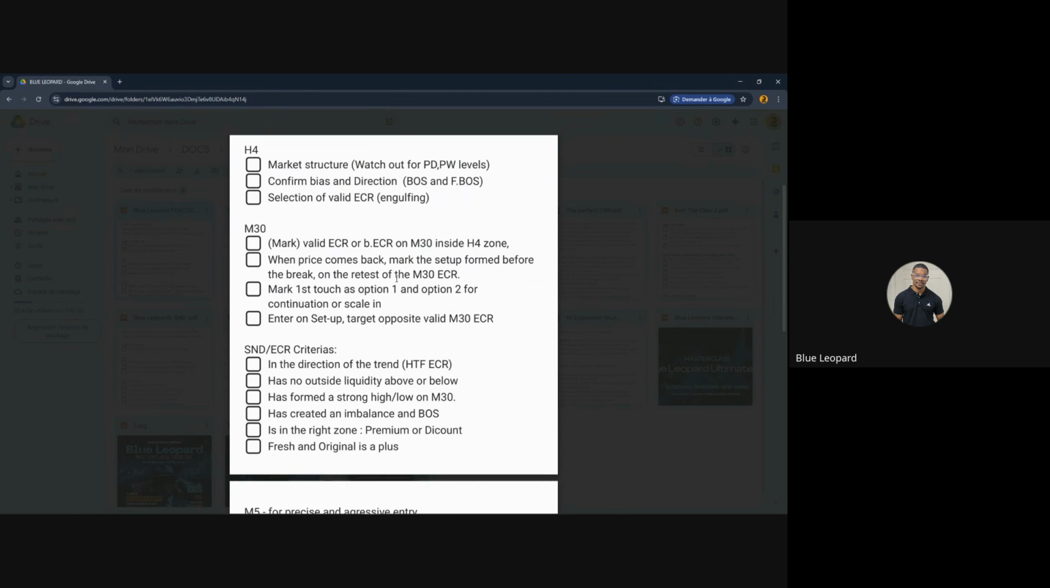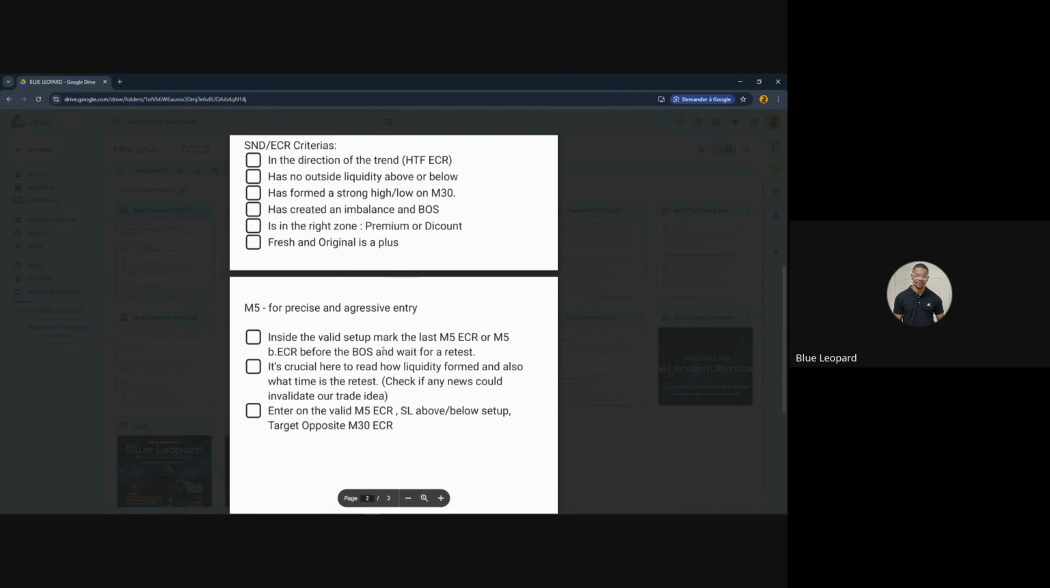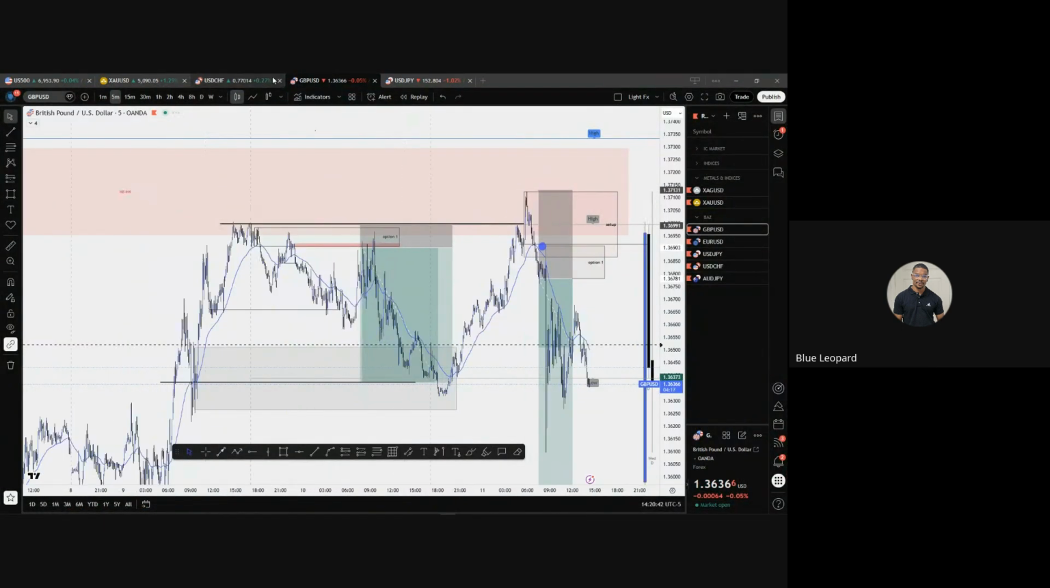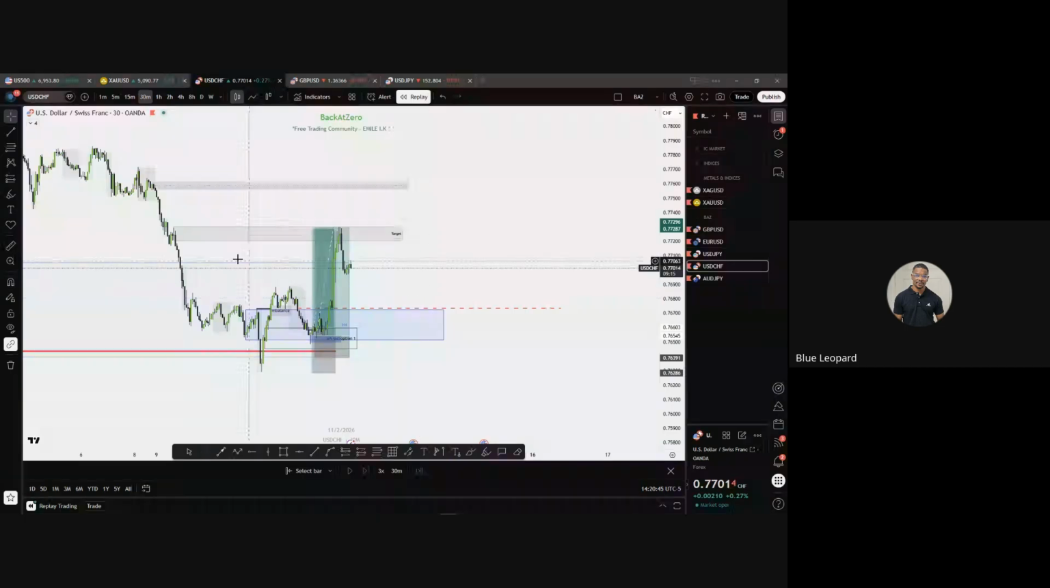Then when price comes back inside, you wait for it to start going out, and then you put your alert and you go back on M5. M5 is where you will enter, because when price comes to M5, you wait for it to come inside, create a reversal, and when there's a break of structure, you mark the last engulfment before the break of structure, and that's where you will enter. You put your stop loss below the setup, and you target another M30 ECR that is opposed to your move. You can have target 1, you can have target 2, like we did here on USDCHF. You see, you had target 1 here, this is target 2.